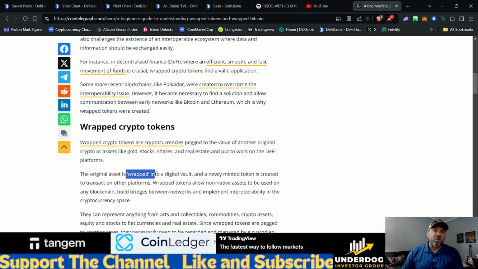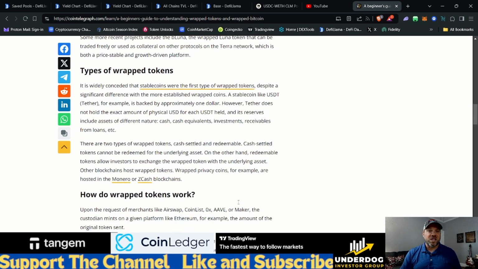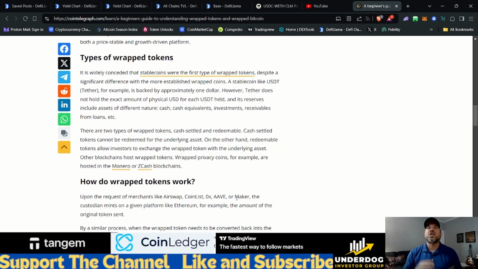Now, when you wrap a token, wrapping is like putting it into a digital vault. Like when you give them your Bitcoin, they lock that Bitcoin away in a smart contract, and then they give you your wrapped Bitcoin, which would represent what you've deposited into that contract. When you swap the wrapped Bitcoin back, then you can get your actual Bitcoin back from that vault. As I said, it can represent anything, and there are different types of wrapped tokens. I don't really want to get into all the different types other than stables and then ones that represent assets.